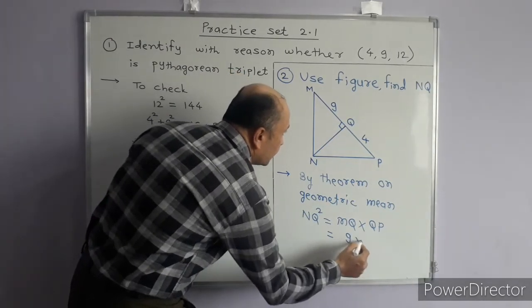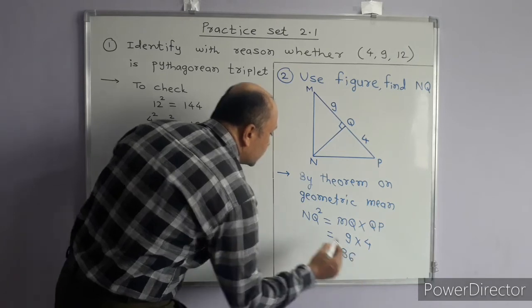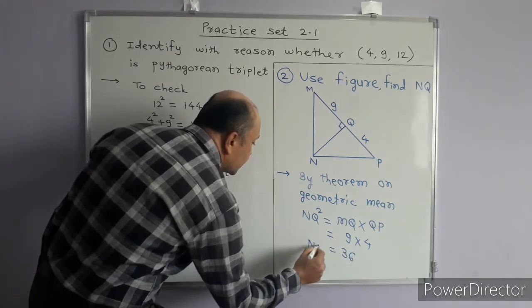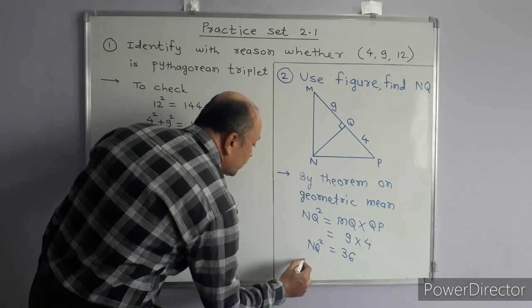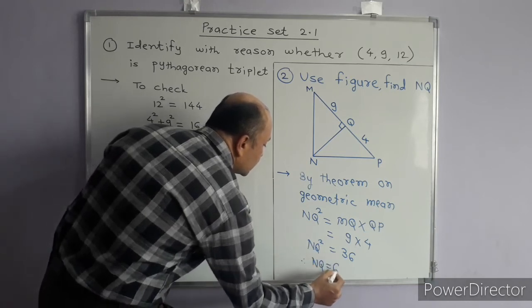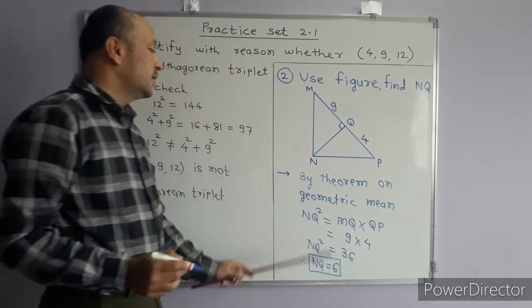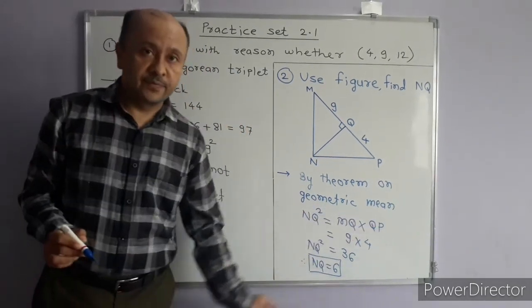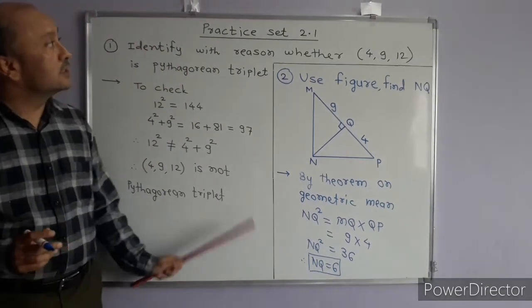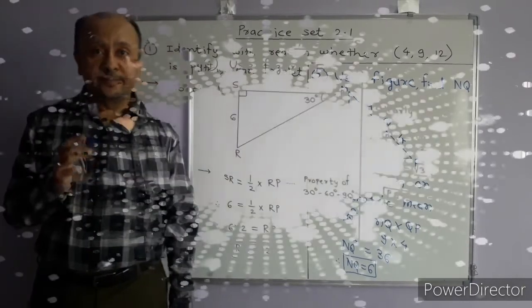MQ is 9 and QP is 4. So what is the answer here? 36. That is, NQ square is 36. So take the square root of both sides. We'll get a value of NQ equal to what? 6. So this example is based on the theorem on geometric mean. This is all about the first two examples from practice set 2.1.